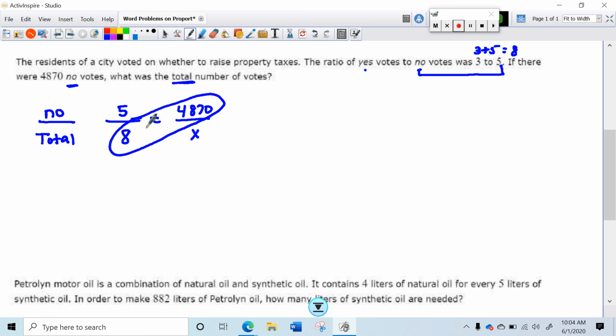The numbers that are diagonally across from each other are 4,870 times 8. And then you divide by what's not circled. Divided by 5. So that means there were a total of 7,792 residents that voted. Or let's use what they said. They said votes. 7,792 votes.